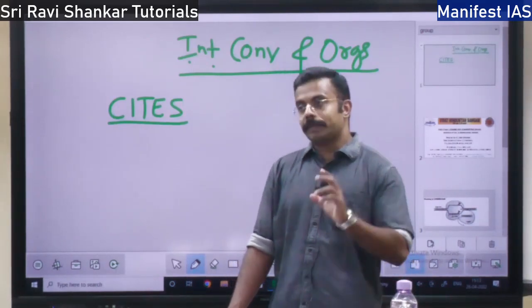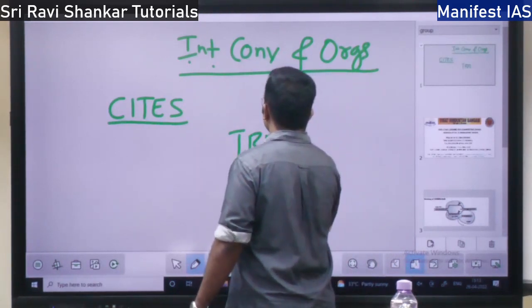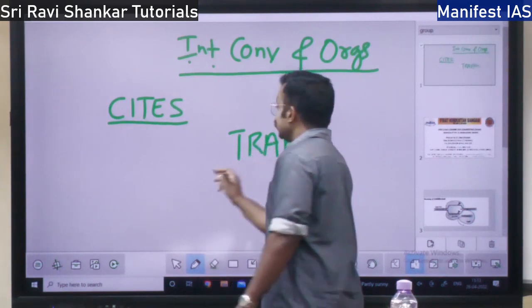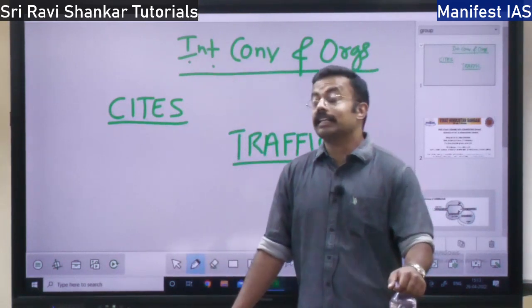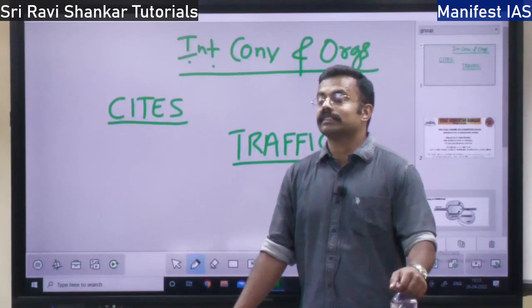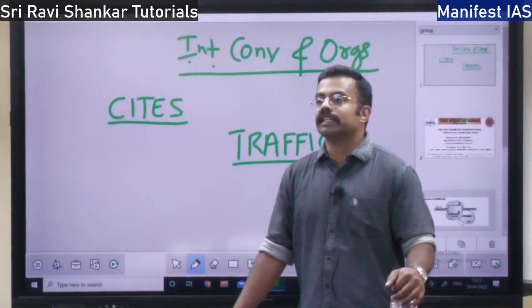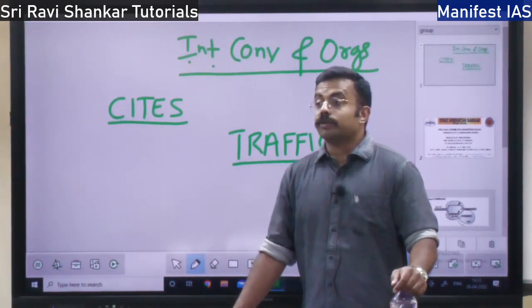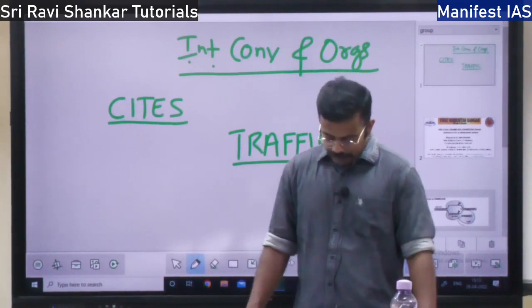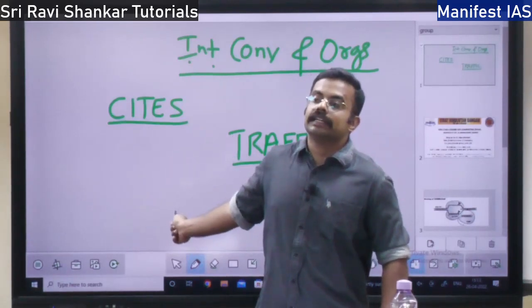Next, I am going to talk about a subcategory under CITES called TRAFFIC. Not the traffic in Bengaluru. So TRAFFIC has got two meanings. One is the general traffic which you witness. But another, trafficking, means, as your Article 24 speaks about human and children trafficking, illegal trade or movement of humans or children, right? So TRAFFIC also speaks about illegal trade in animals.